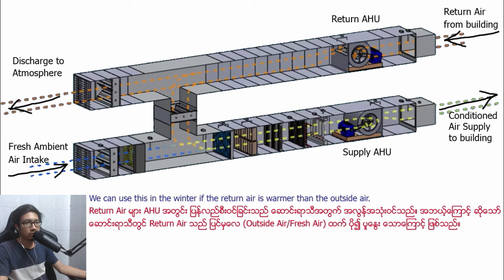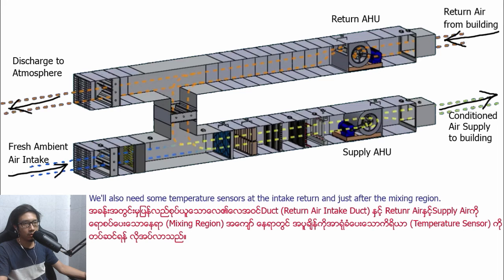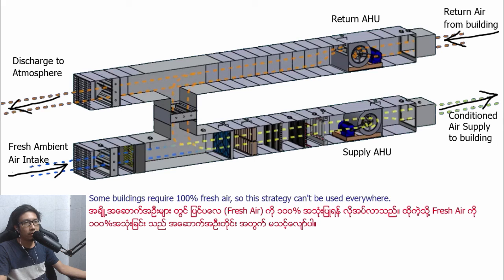We can use this in the winter if the return air is warmer than the outside air, and we can also use this in the summer if the return air is cooler than the outside air with respect to the supply set point temperature. We also need a temperature sensor at the intake just after the mixing region. Some buildings require 100% fresh air, so this strategy cannot be used everywhere.